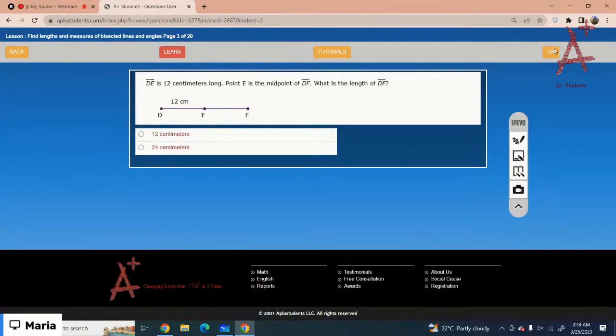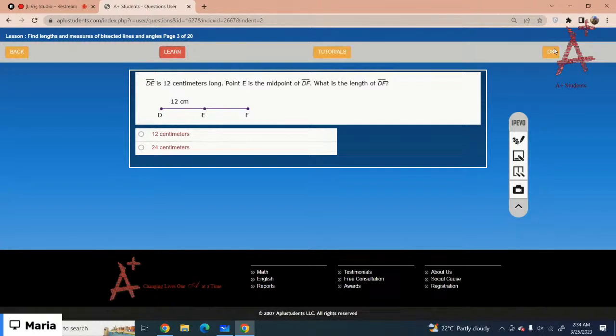Okay, DE is 12 centimeters long. Point E is the midpoint of DF. What is the length of DF? Midpoint, basically mid, that means the point that is exactly in the middle. Got it? Midpoint is the point that divides the line into two exactly equal parts. Got it?